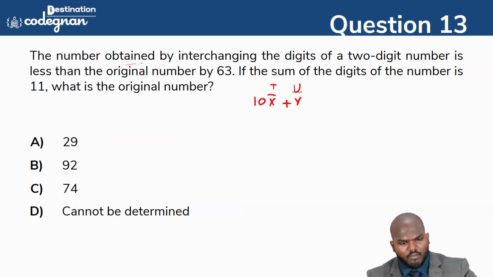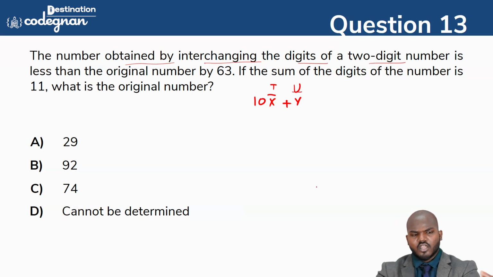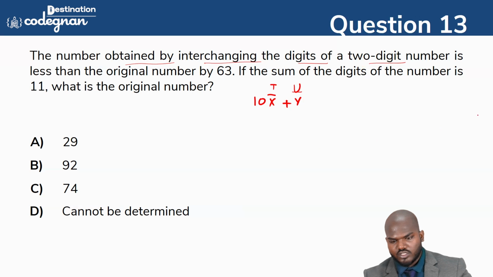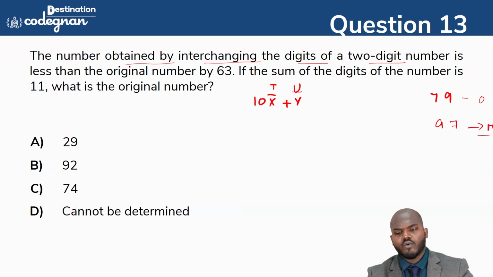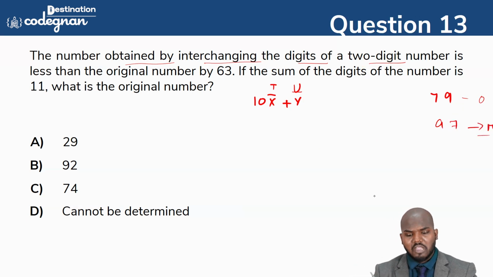A number obtained by interchanging the digits of the 2-digit number. Interchanging means you are changing the digit; the unit digit will come to the other place. You see this one, I have the value 79. 79 is the original one. If I interchange this, it will become 97. So this is the modified one. This is how you just want to manipulate here.